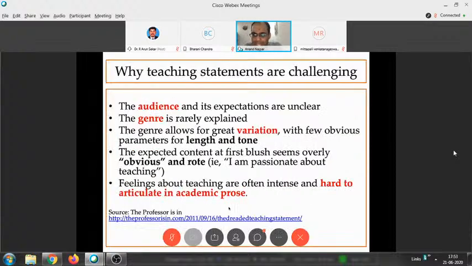And why the teaching statements are challenging is because the audience and the expectations are unclear. You can be put into any job or any teaching work. The general is rarely explained. Please put your responsibilities, everybody. And we have variations. Sometimes we have the obvious role, sometimes we have a challenge.